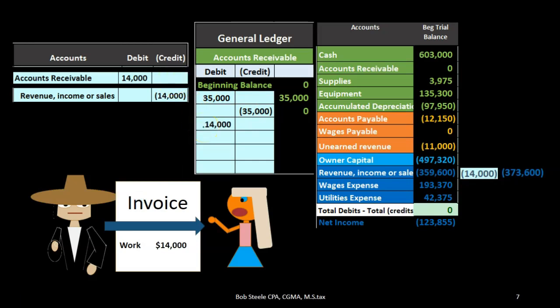Debit to the GL, the general ledger for accounts receivable, going up by that 14. That would bring the balance up to 14, calculated in one of two ways. We can say it's 0, running balance was 0 before, plus a debit, bringing it up in the debit direction, or we can say the debits, 35 plus 14, minus the credits of 35, bring us to the 14. Same thing would happen to the accounts receivable up here. So we're saying accounts receivable for the trial balance is going up to 14,000.